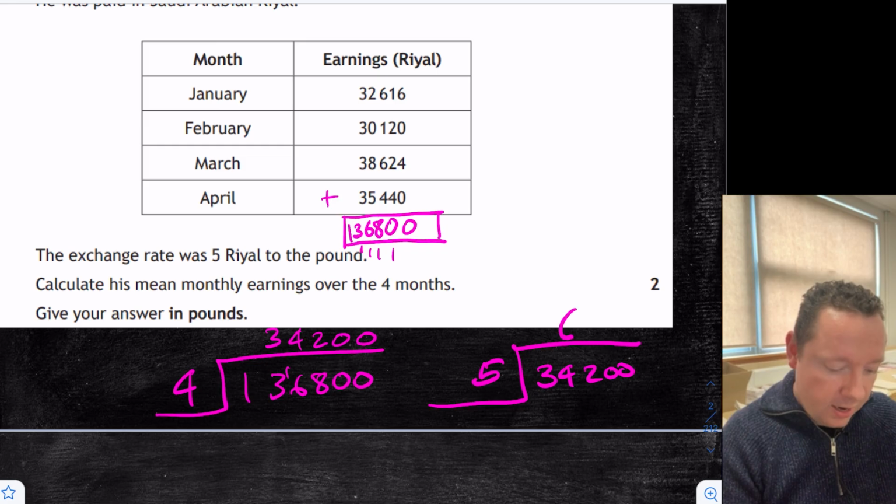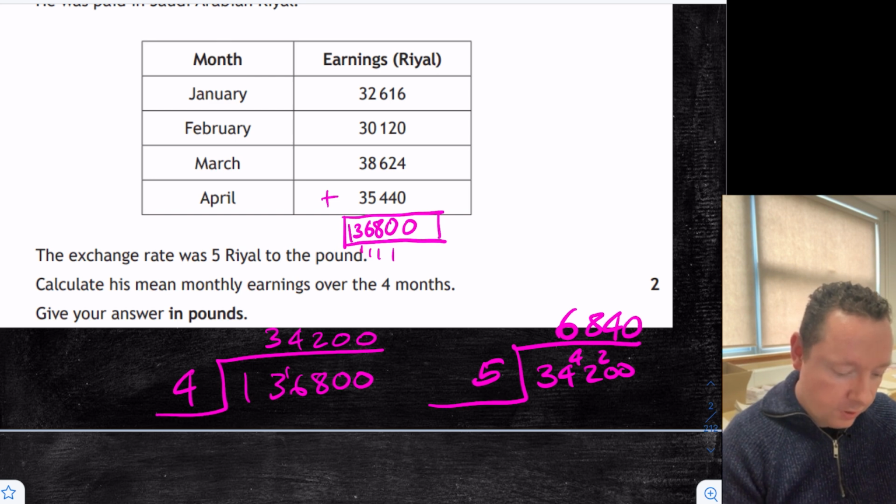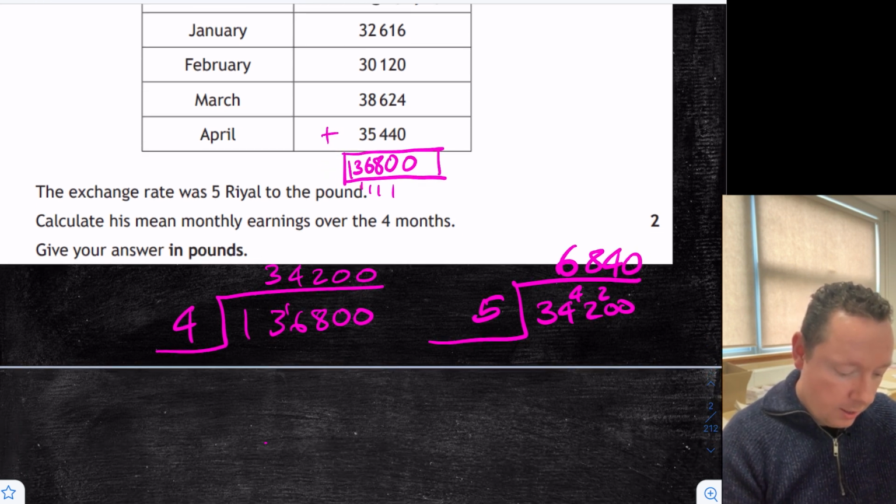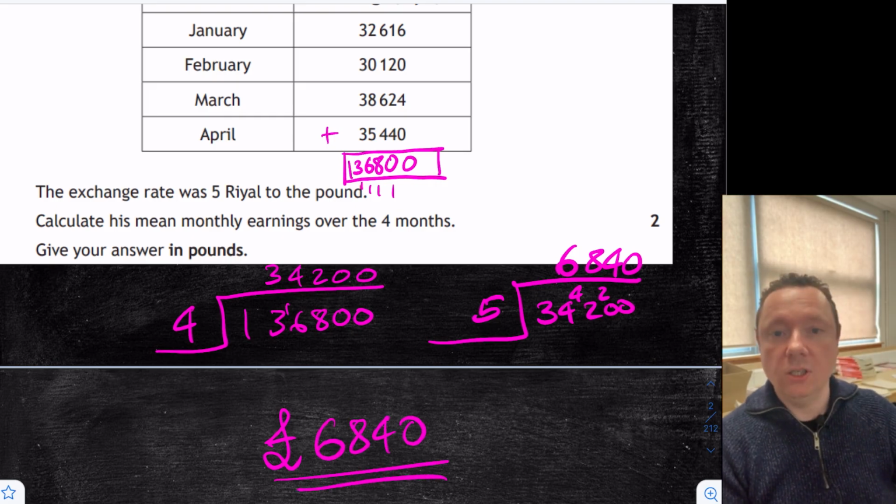5 6s is 30, carry 4. 5 8s is 40, carry 2. 5 4s is 20, 5 nothings is nothing. So our final answer is £6,840 for our second mark.